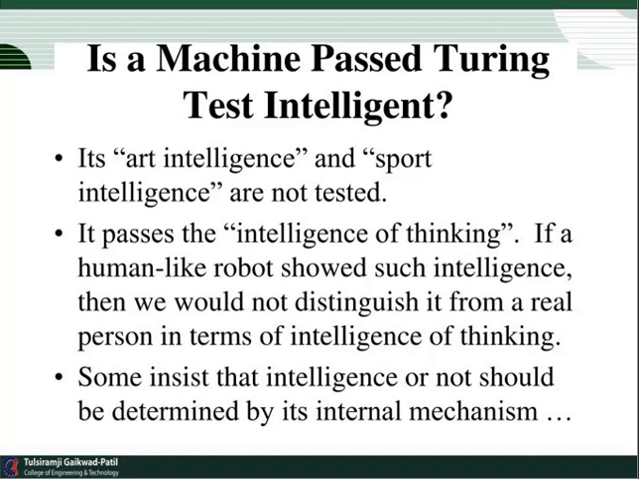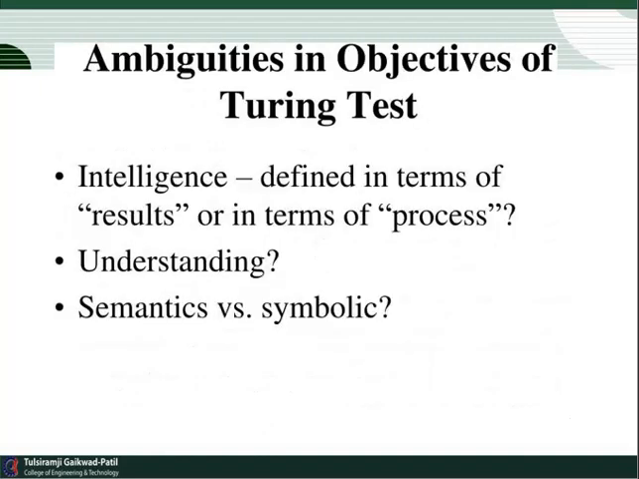Some insist that intelligence or not should be determined by the internal mechanism. Some people may say that intelligence should be determined by the internal mechanism, how internally the human brain is working, and in the same fashion how internally the machine is working, in order to give a proper output in any particular situation.